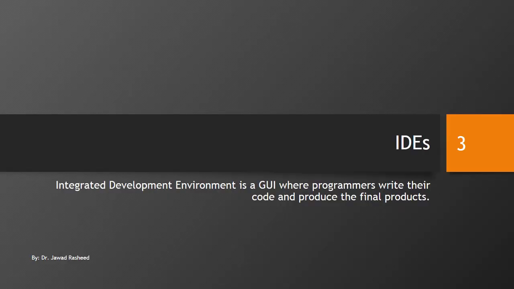Next is IDE. What are IDEs? IDE is actually an integrated development environment. It is a graphical user interface where programmers write their code and produce the final product. It basically unifies all essential tools required for software development and testing. This in turn helps the programmer to maximize their output. Now you know what an IDE is. Let's move on to see what the basic features of an IDE are.